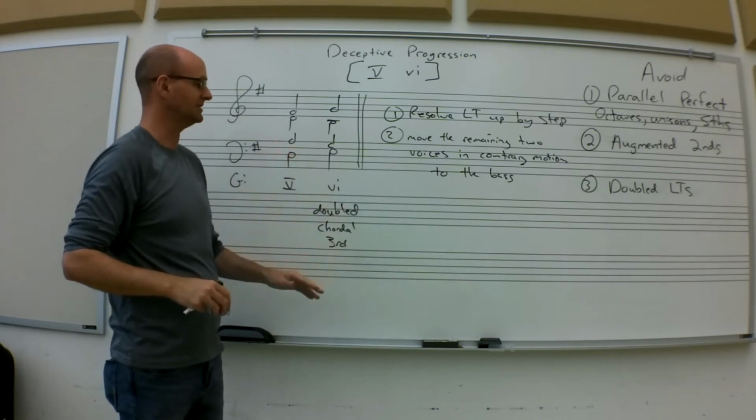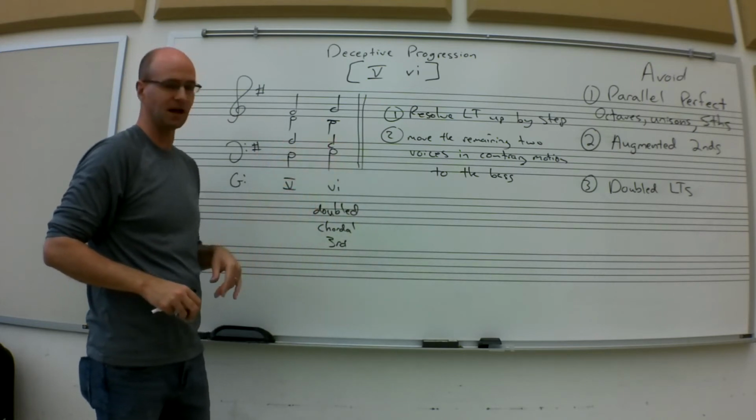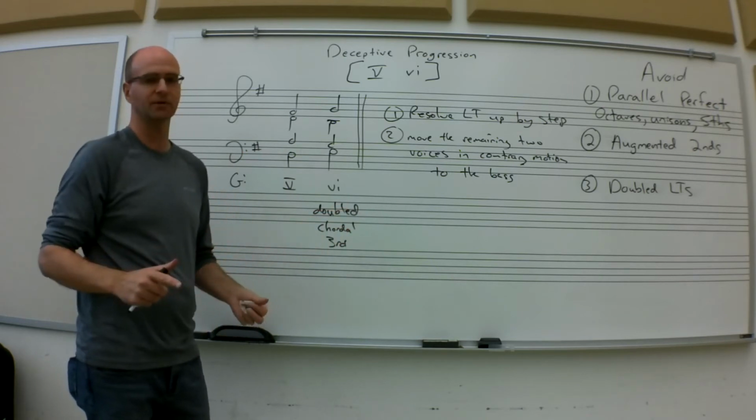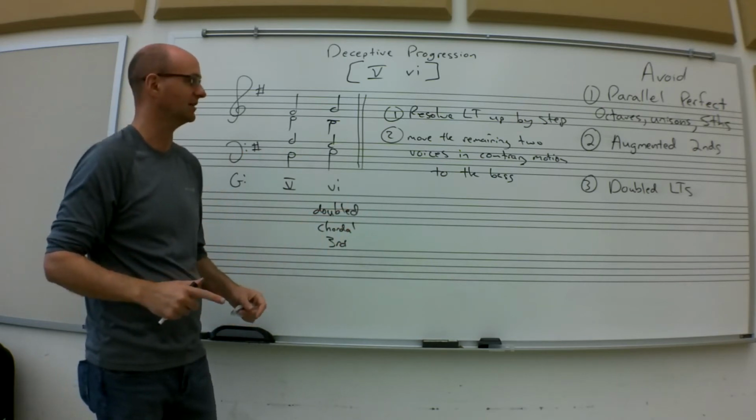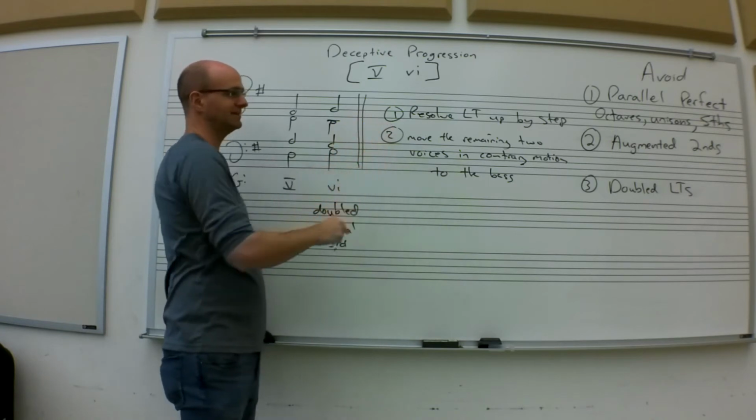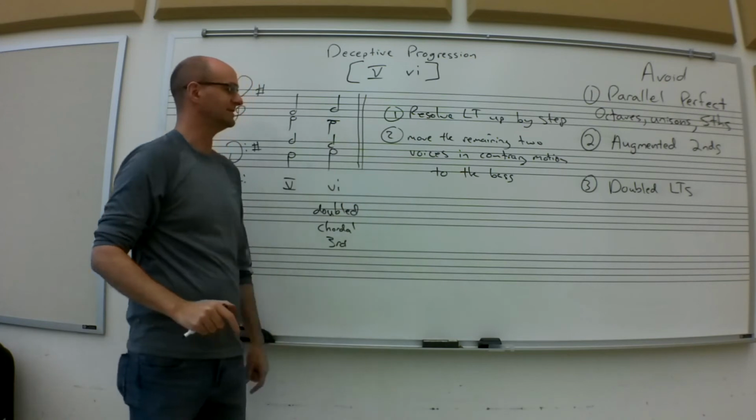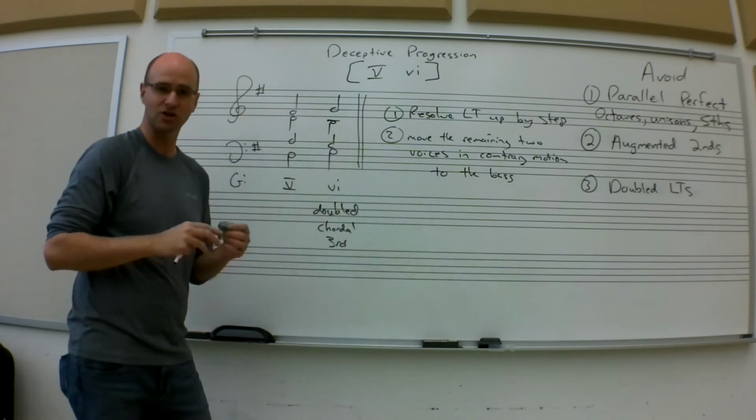You will get it right every time, and you will end up with that doubled chordal third. You will resolve the leading tone properly. You will not have parallel perfect fifths. You will not have parallel perfect octaves. As long as you resolve the leading tone up by step, it doesn't matter what voice it's in, just do it. And move the remaining two voices in contrary motion to the bass, and you're good.